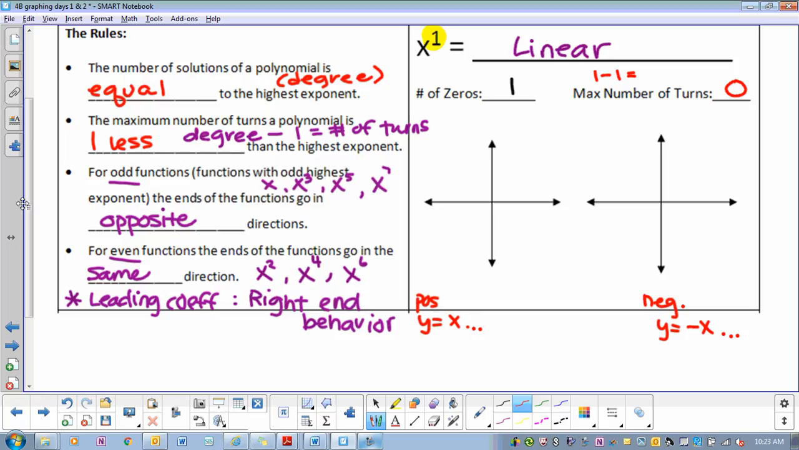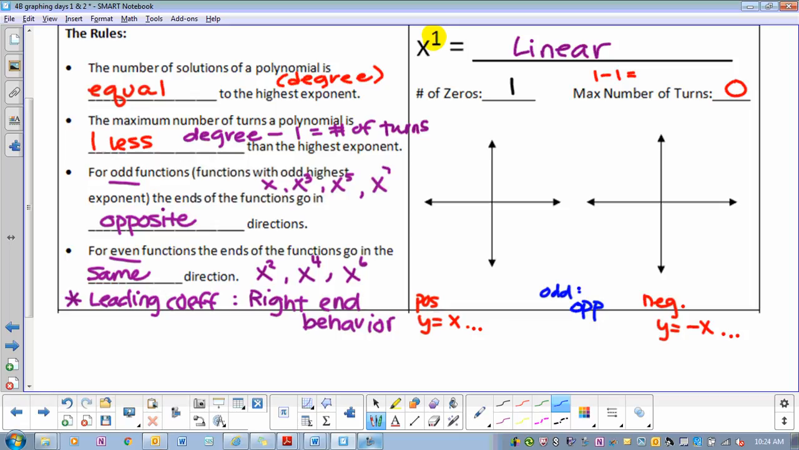All right, so tell me something else, guys. Is this an odd function or an even function? Odd? Why? Because it's 1. Yeah, good. This is an odd function. So guys, what does that tell me? Opposite or the same? Opposite. O and O. Okay? Odd, opposite. Even would be same. So this tells me if one side is going up, the other side should be going down, and vice versa, right?